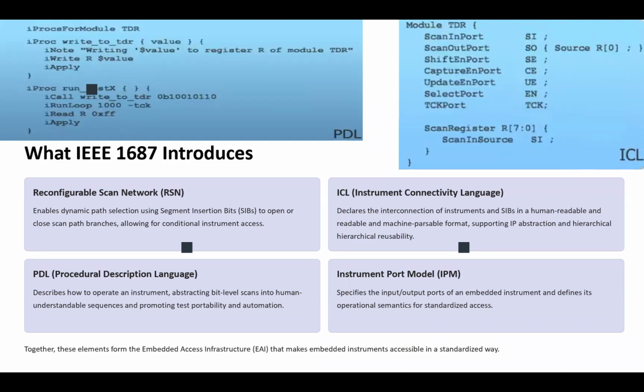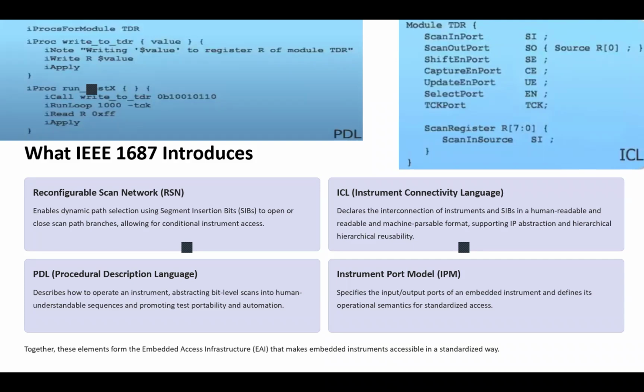So basically, instead of hard coding every connection in RTL, we use ICL to describe the structure of the scan network, which basically means which instruments exist, how they are connected, and how to reach each one of them. And it is readable by both humans and software tools. So that's very important. Another factor is procedural description language, or PDL, which describes how to operate an instrument.